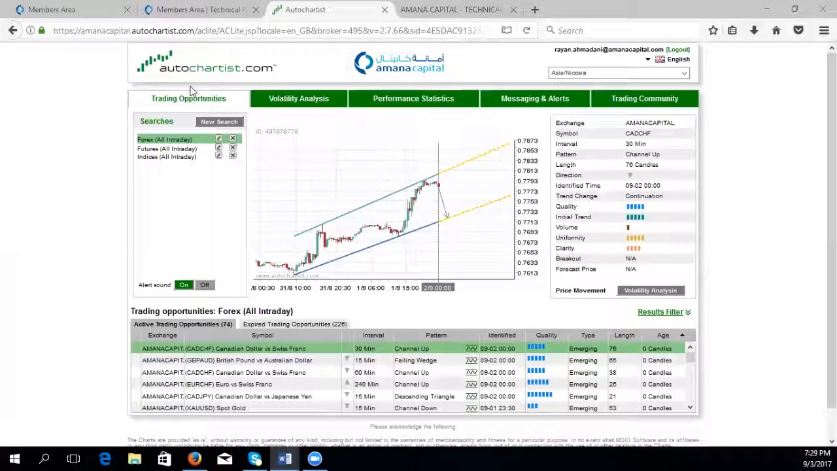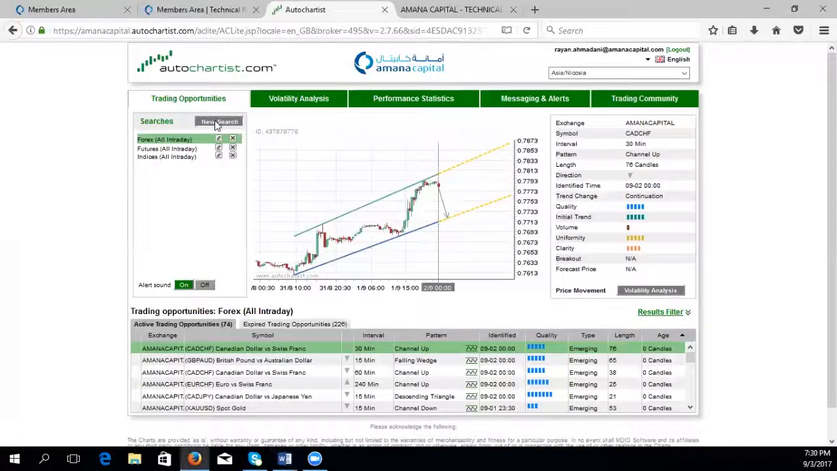Trading opportunities. Here you can search for chart patterns, Fibonacci patterns, as well as key levels trade, and you can make some kind of advanced search that will give you the ability to choose a certain criteria when setting up a search to filter and further refine search results.